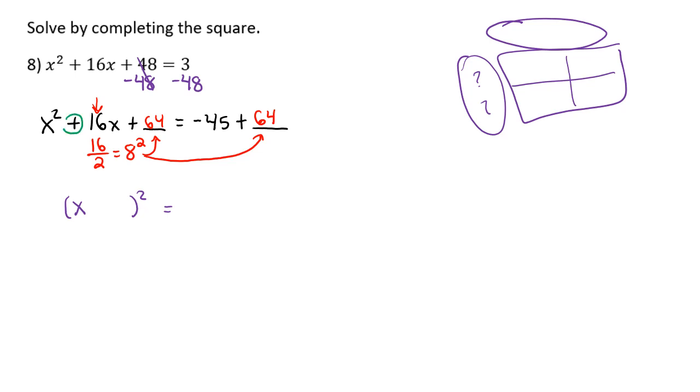The first sign you see here is going to be the sign in the parentheses. When you went 16 divided by 2, that gave you 8. 8, that's the number that goes here. So if you were factoring this, you would actually have x plus 8 and x plus 8. On the right side, negative 45 plus 64 is 19.